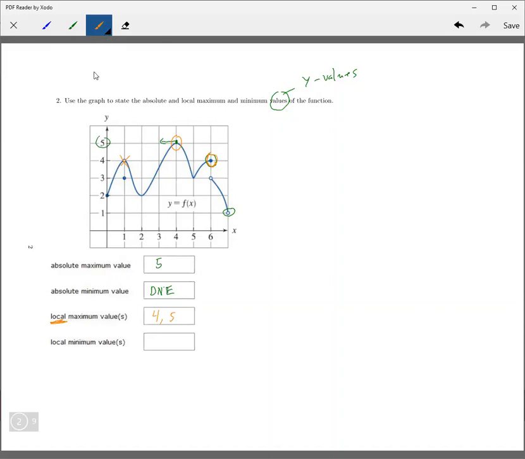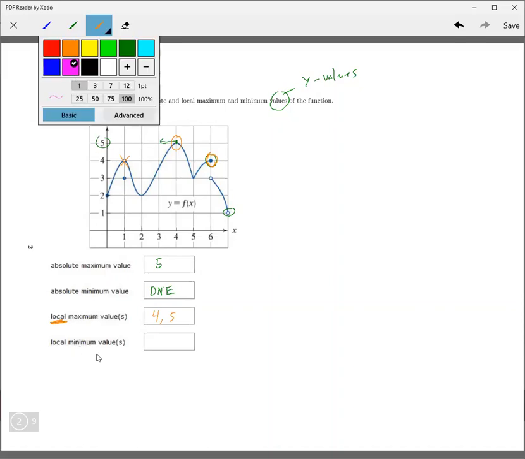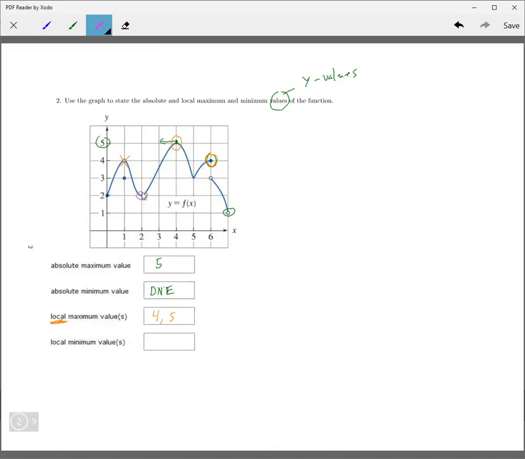Then finally, we have local minimum values. Okay, so those will be right here. Here is going to be 1. There's going to be 1, and those are both 2, right? And this is 3. So 2 and 3. Okay. Any question about that?